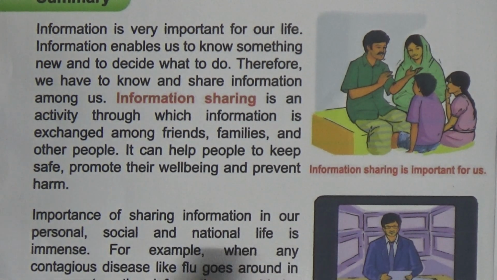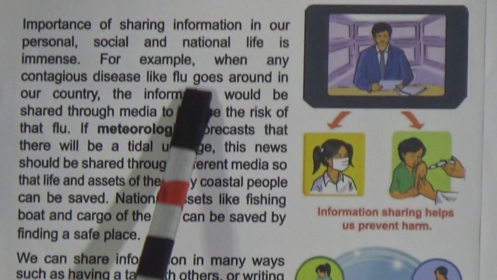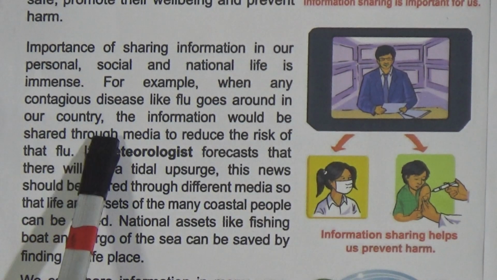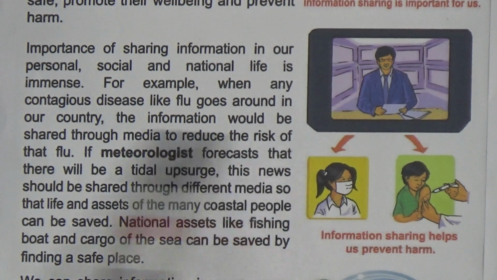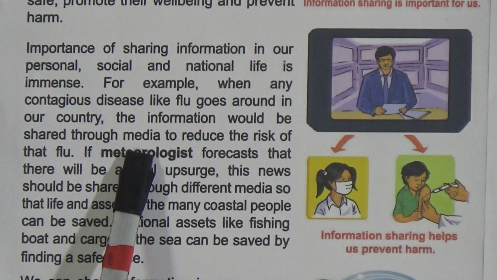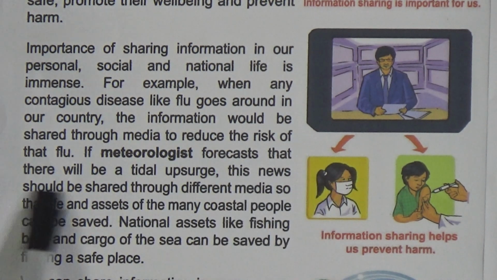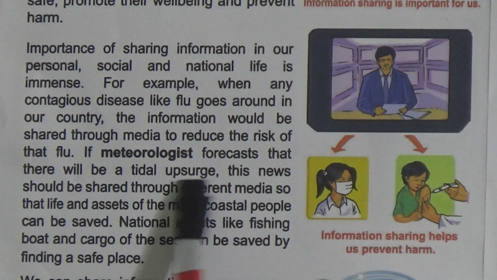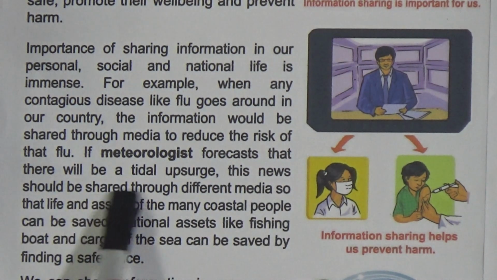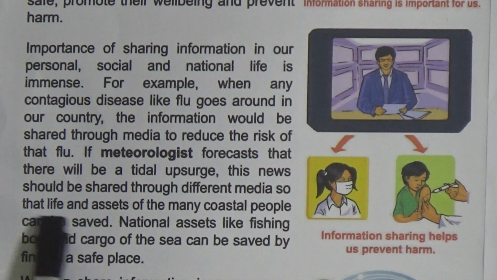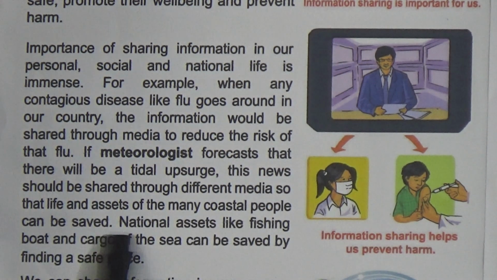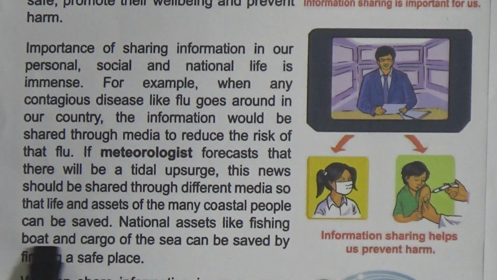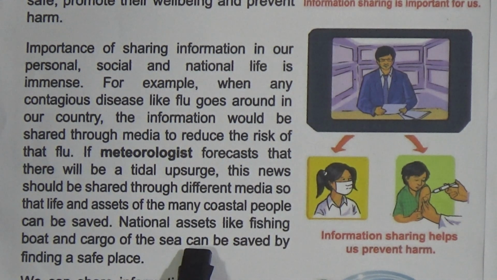For example, when any contagious disease like flu goes around in our country, the information would be shared through media to reduce the risk of that flu. The meteorologists forecast that there will be a tidal upsurge. This news should be shared through different media so that the life and assets of many coastal people can be saved. National assets like fishing boats and cargo of the sea can be saved by finding a safe place.